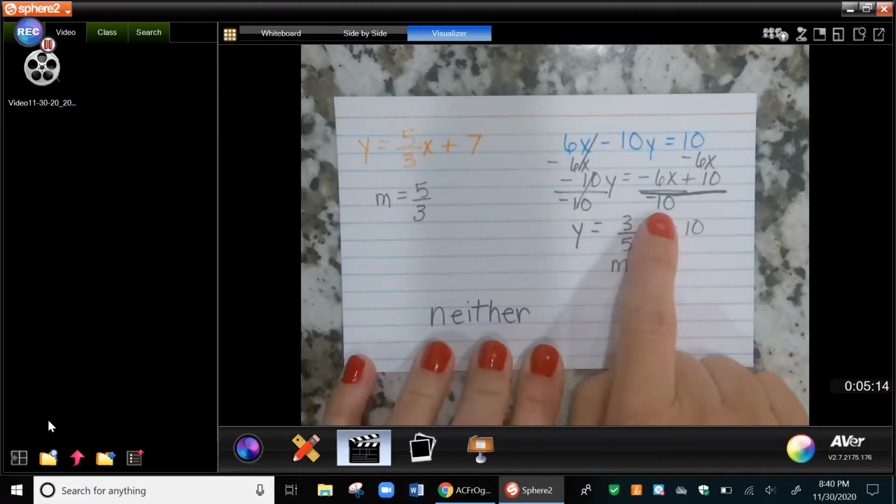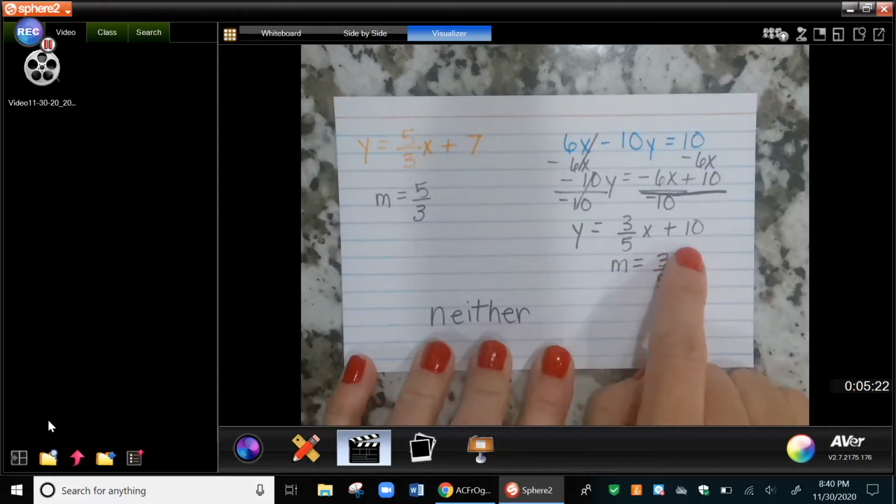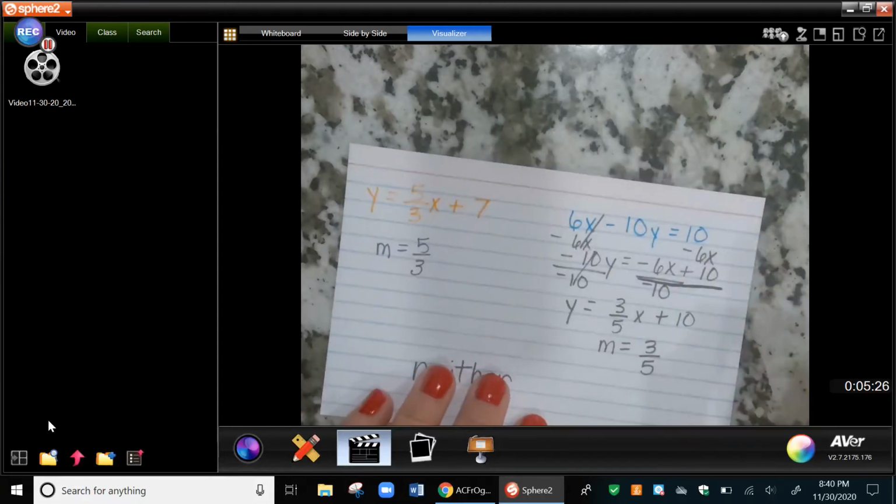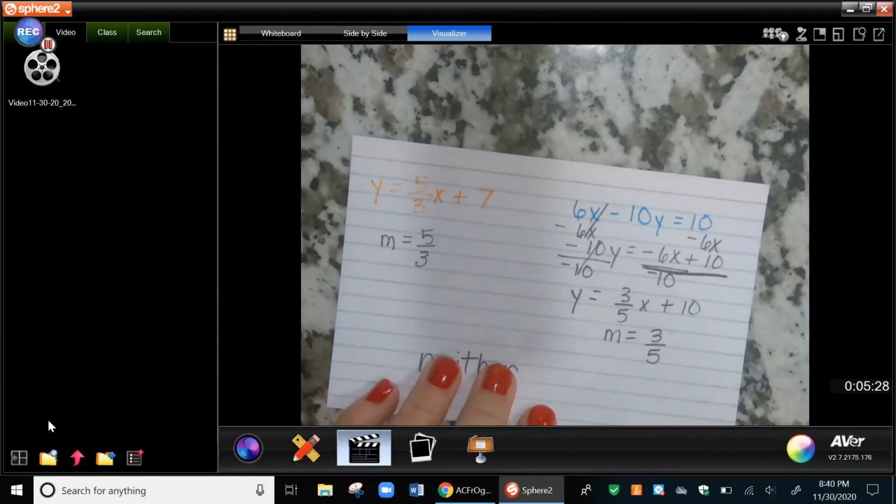Negative 6 divided by negative 10. That simplifies down to positive 3/5, doesn't it? And I made a mistake on that card. Let me correct my mistake really quickly, if you will.